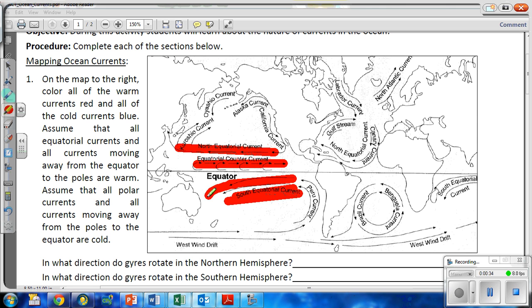Now, there is an additional current here you might want to add called the EAC. That would be red over in the South Pacific. In the North Pacific, the Kuroshio current would be red. When we go over to the Atlantic, we know that the North Equatorial current is red. The Gulf Stream is also red. That will be significant in a moment. And the Brazil current in the South Atlantic, that would be red as well.